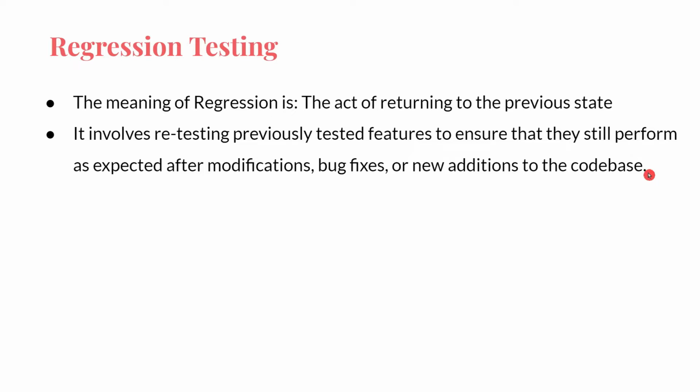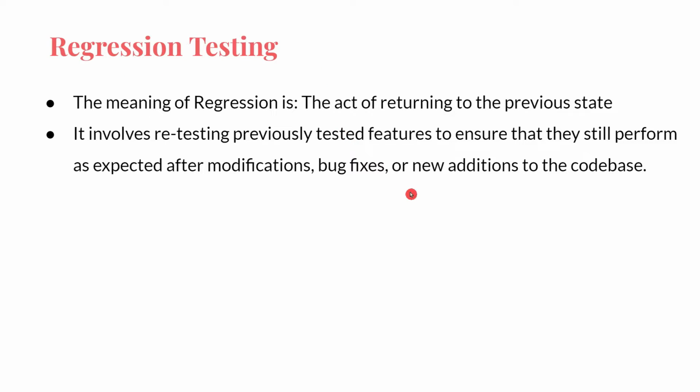So there were certain bugs which you have fixed. So after you applied the solution, are those features still working or not? You have to test. Regression means returning to the previous state. So here we are retesting what was already tested. You are retesting. That is called regression testing.